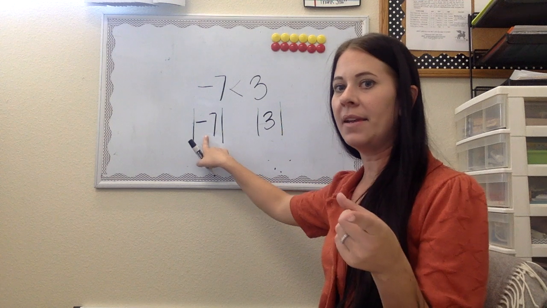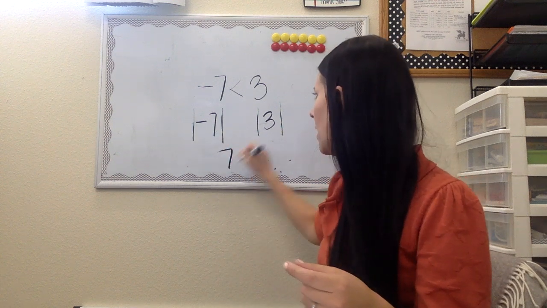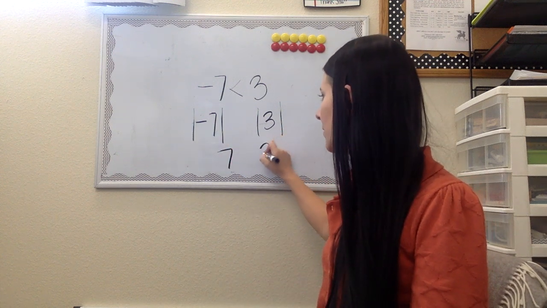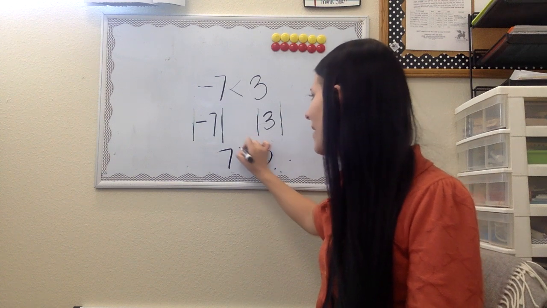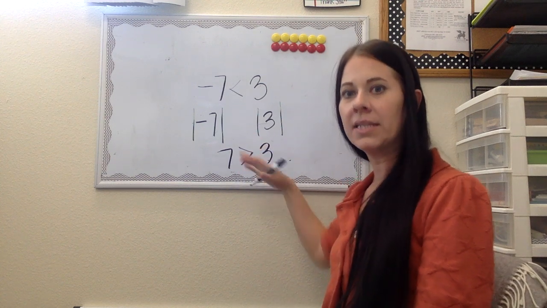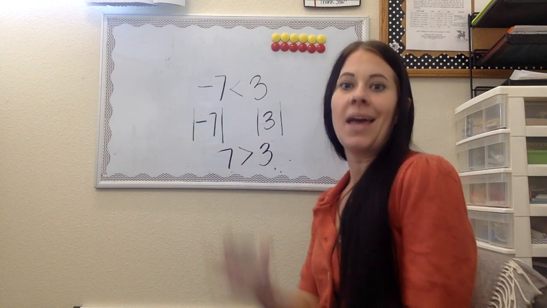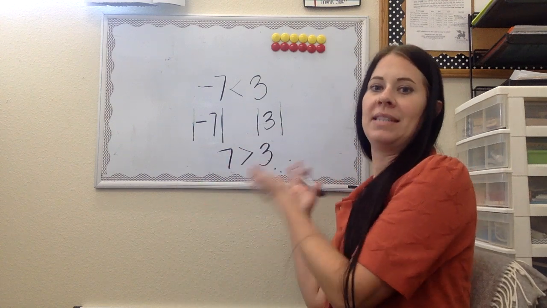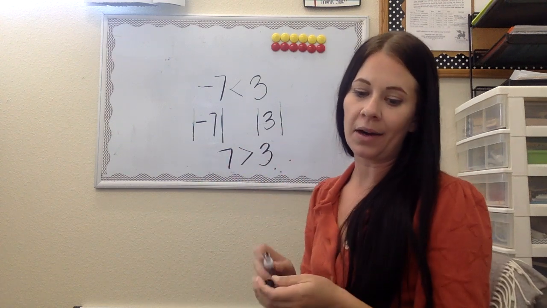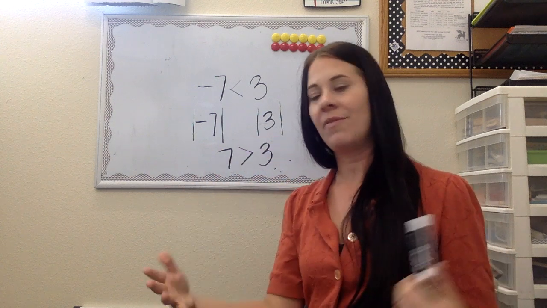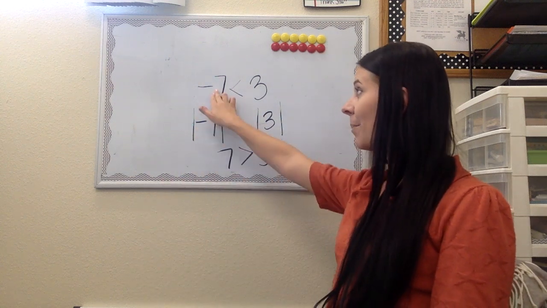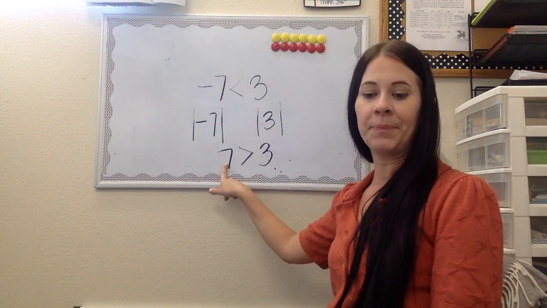What's the absolute value of -7? +7. And the absolute value of 3 is still 3. And now 7's bigger. Remember, we're opening to the bigger side. So that is a perfect example, and hopefully you have an example, something like that, where as soon as we make everything absolute value, these really small numbers become much bigger.